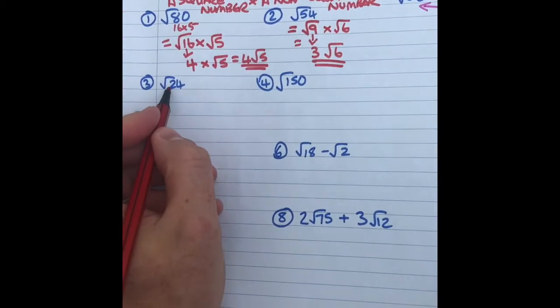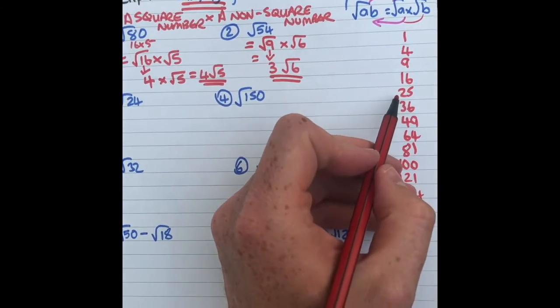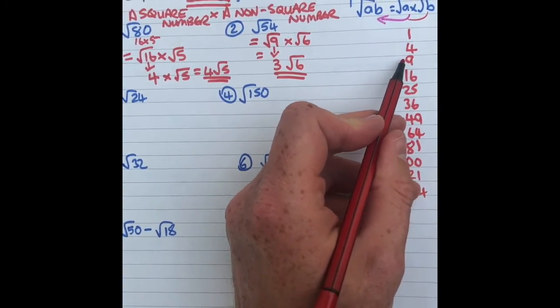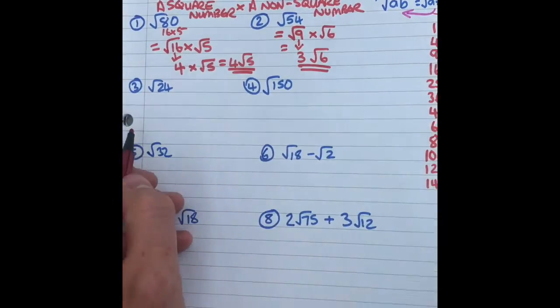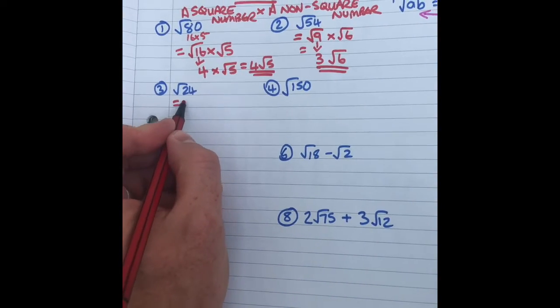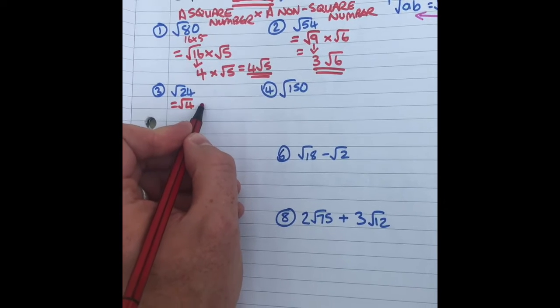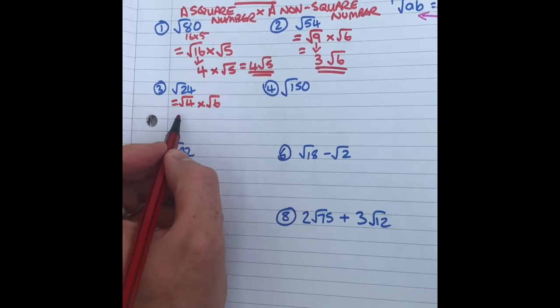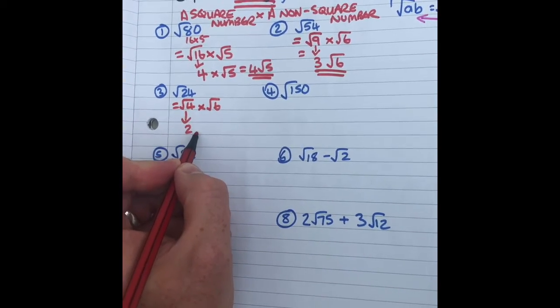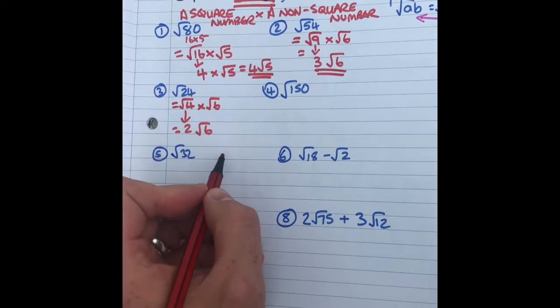Next one, root 24. We'll start at 25. 16 doesn't go in, 9 doesn't go in, 4 does. So that'll be the same as root 4 times root 6. Root 4 is 2, so the answer is 2 root 6.